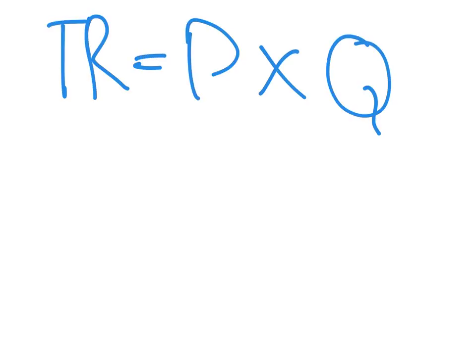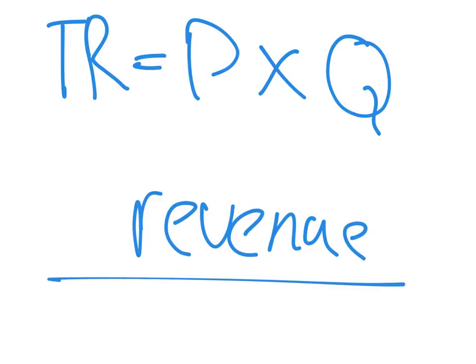The last thing, unit elastic. We're talking about the total revenue equals the price multiplied by the quantity. So if the price increased, there would be no effect. We would have the same revenue. The revenue would not change.